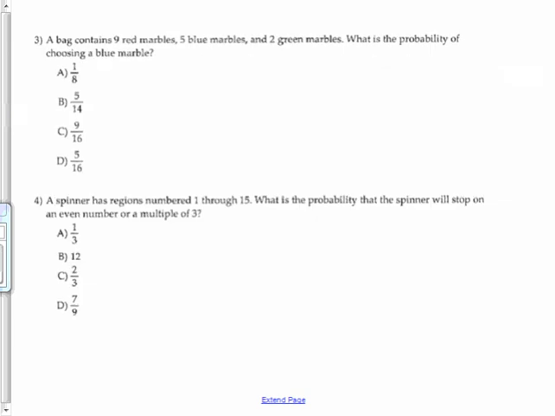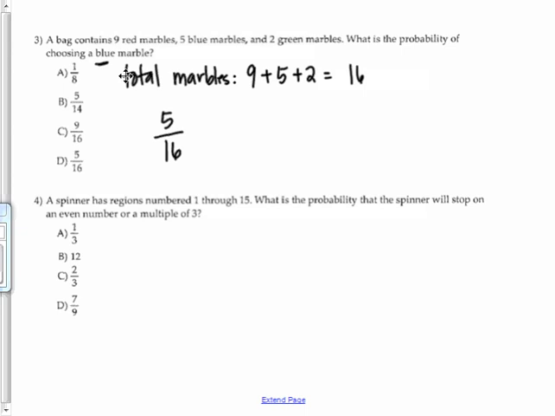The bag contains 9 red marbles, 5 blue marbles, and 2 green marbles. What's the probability of choosing a blue marble? First you want to figure out how many total marbles you got. So you have 9 plus 5 plus 2. When you add that up, you get 16 total marbles. And you want the probability of a blue marble, so you've got 5 blue out of 16.